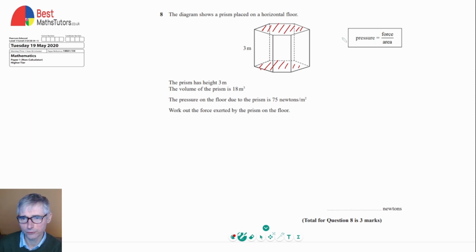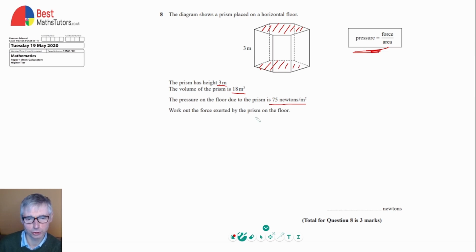And we're also given this formula for pressure, and we wouldn't be expected to remember that formula. So if you had a similar question again, we'd still get given that formula. And we're told these dimensions on the prism. So we're told it's got a height of 3 meters. We're told the volume of the prism is 18 meters cubed. And we're told the pressure on the floor is 75 newtons per meter squared.